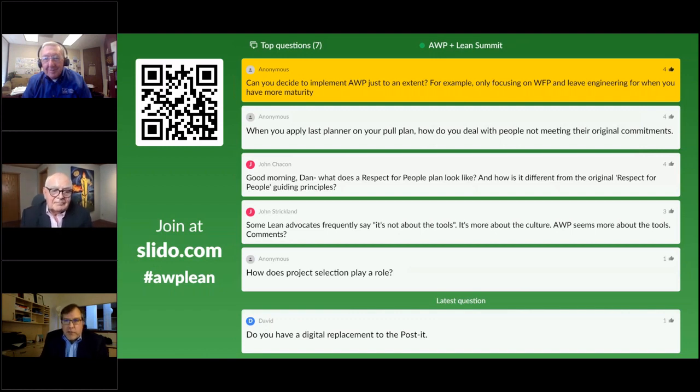lean thinking, lean construction, last planner. You're going to get benefits, and the project will be better off in the long run than if you didn't. And if you're an owner, I don't know why you wouldn't want to do this. Once you understand it, it doesn't make sense why you wouldn't approach it.